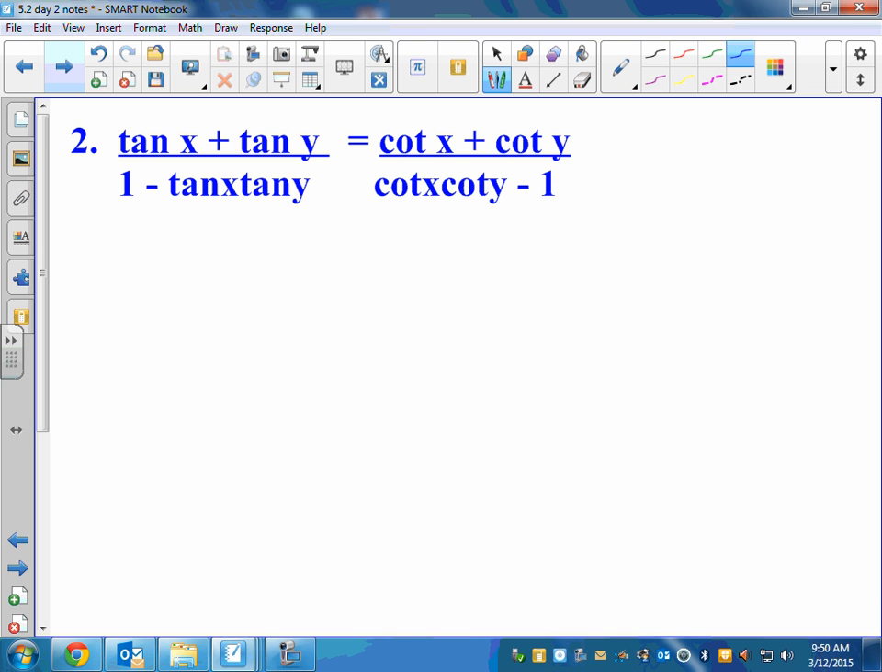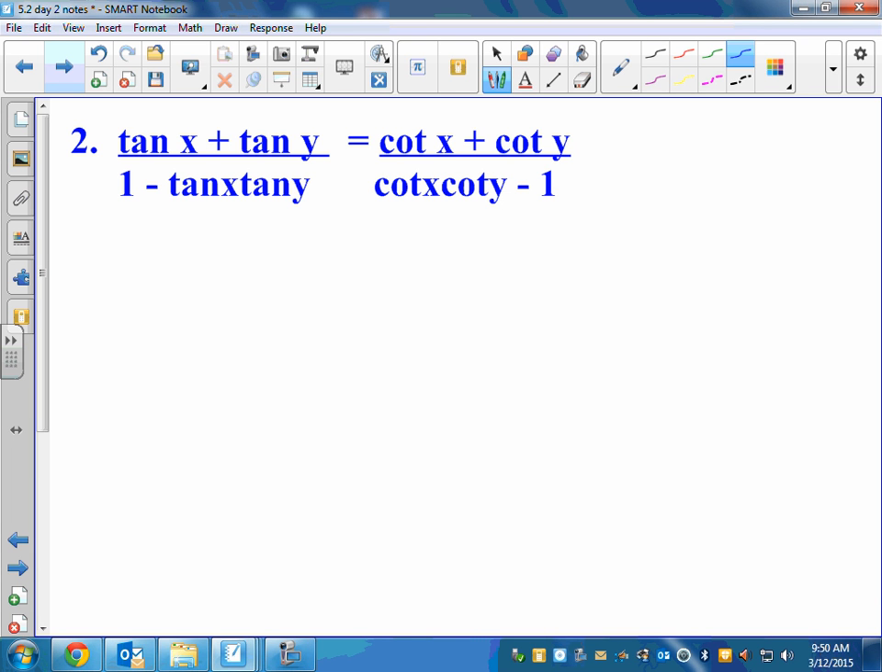Which side looks more fun to work with? They kind of really do, which means I don't think it matters. But if we choose this side and we want to turn it into this, what do you think would be a good first step? Cotangent. Change it to cotangents, right? Or if we choose to work with this side and change it to this, probably a good first step would be change all the cotangents to 1 over tangent.